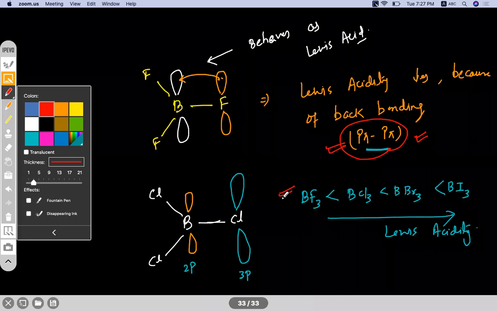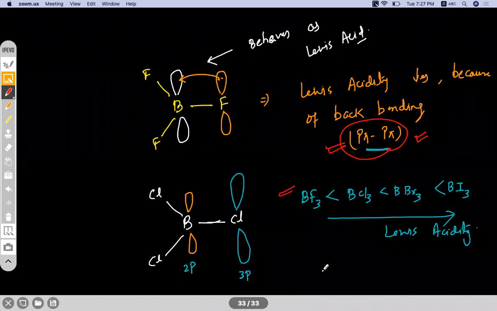Correct. So fine, guys. We have another type of back bonding here, which we call p pi d pi back bonding. Okay. And then we have odd electron molecules. Yes, Lewis acidity, not acidity. I'm talking about Lewis acidity here. Because the definition of a Lewis acid is what? The molecule which has the tendency to accept a pair of electrons is called a Lewis acid. Right. So BI3 is the strongest Lewis acid. BF3 is the least strong, or the weakest, Lewis acid. The strongest one is BI3. Clear? Any doubt?